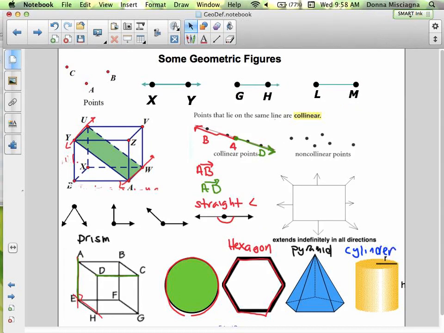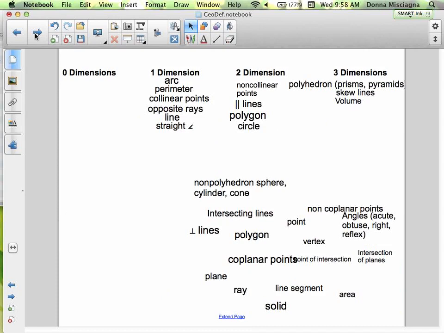So the only difference between polyhedron and non-polyhedron is that non-polyhedron have curved edges. And which way does non-polyhedron go? Under 3 dimensions.